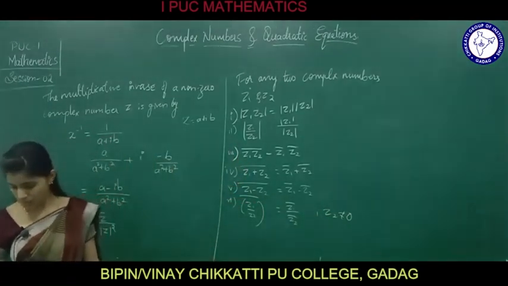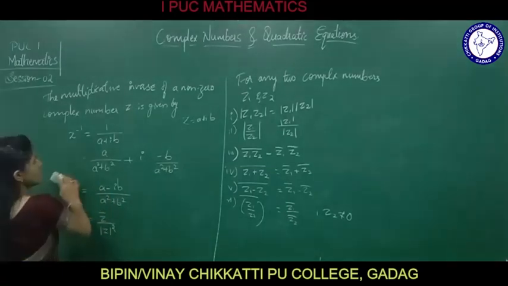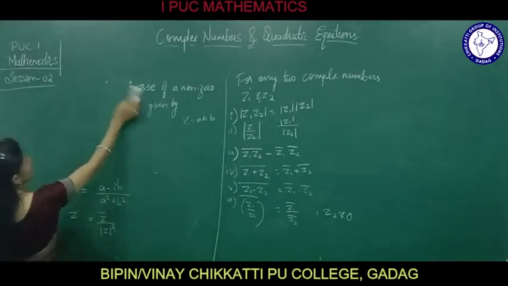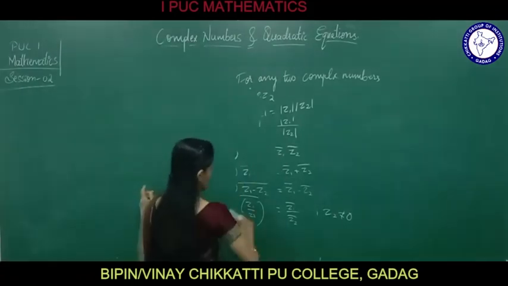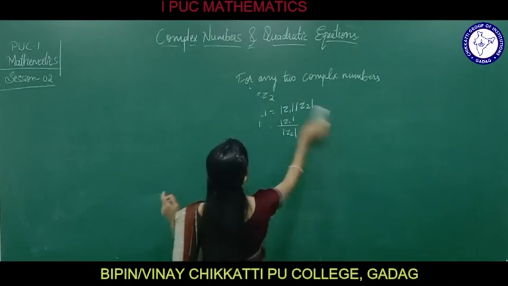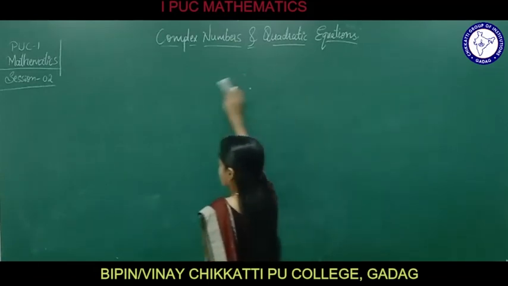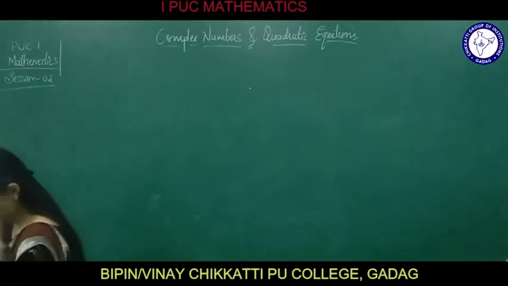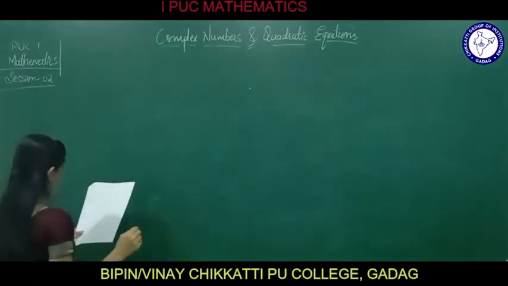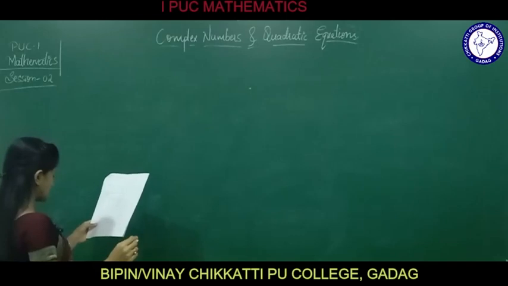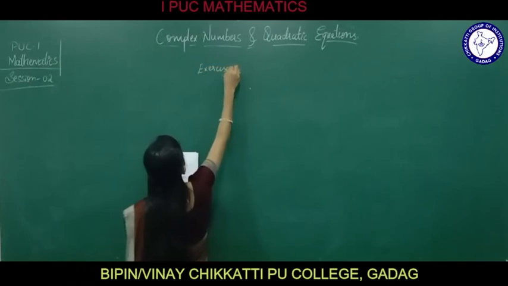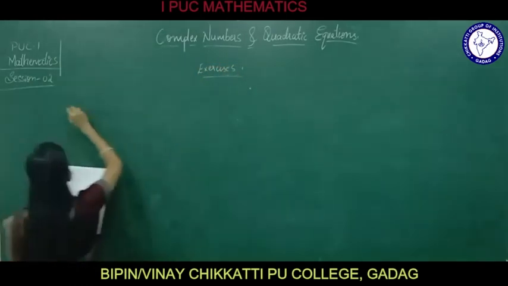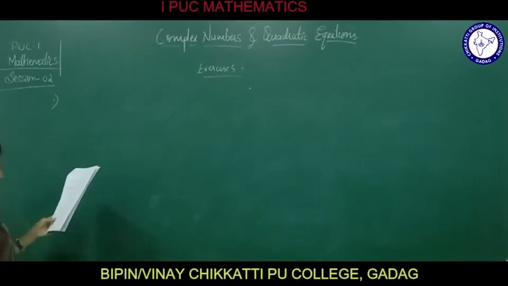Now, let us solve the exercise problems. Very simple problems related to this part. Exercise 5.1. What is the first question given? Express each of the complex numbers in the given form.